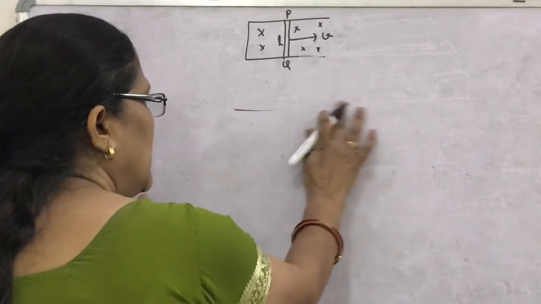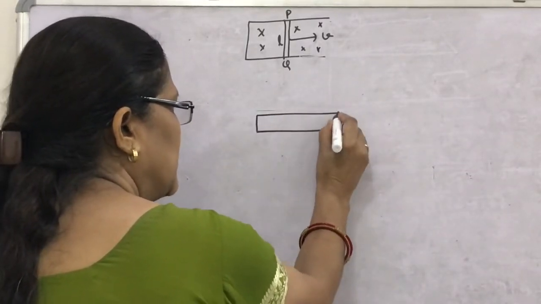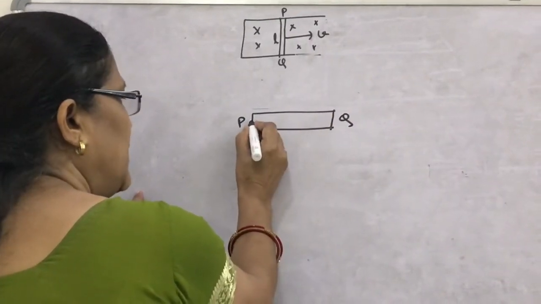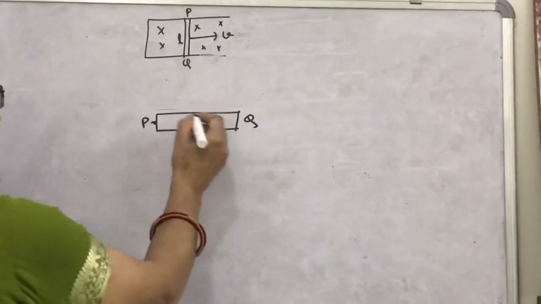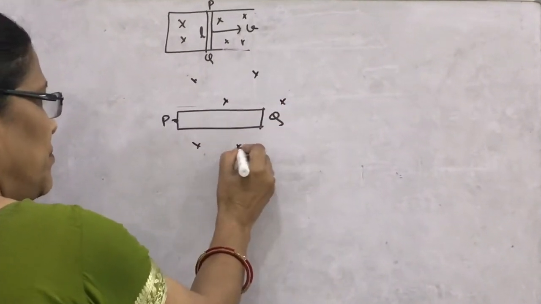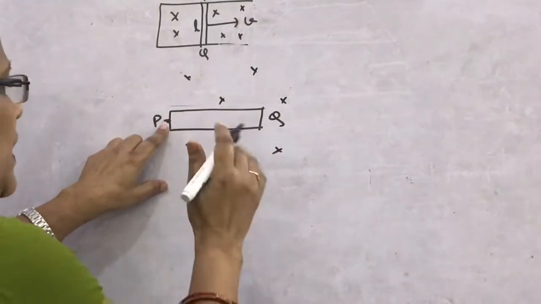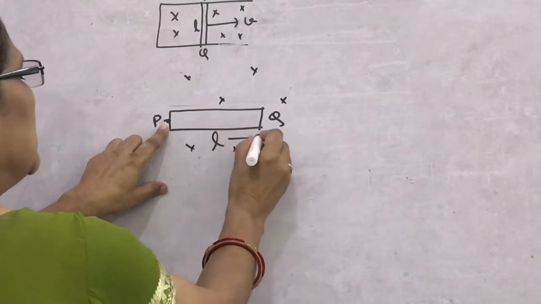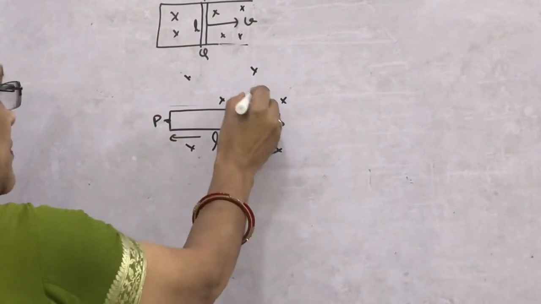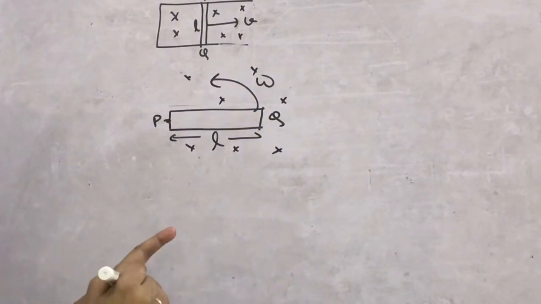I am taking a rod which is rotating in the magnetic field. Suppose this is the rod, again with ends P and Q, and it is rotating in the uniform magnetic field B about P. What will happen if the length of the rod is L? First of all, suppose the rod rotates in this way with angular velocity omega.